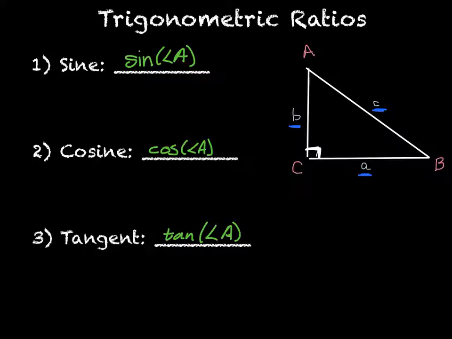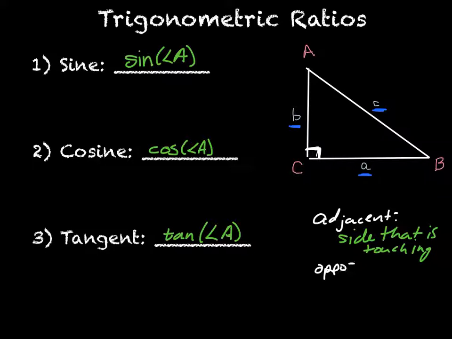Okay, now how do we actually find these? Well, the way we actually find them is we use a relationship between the sides. So we have to understand what opposite and adjacent are. Adjacent is a side that's touching. And then opposite is going to be the side that's not touching, the side that's furthest away from it.